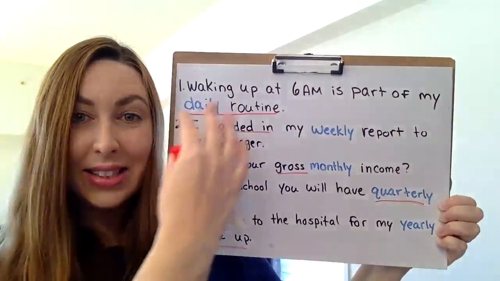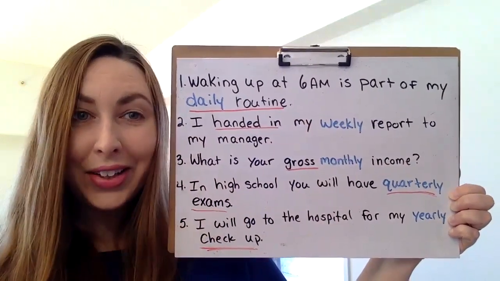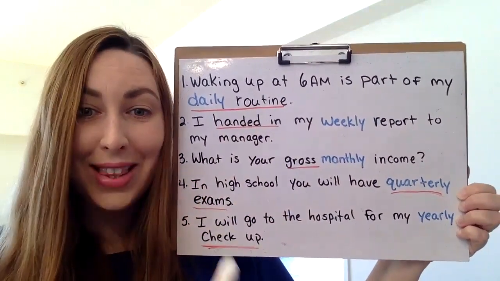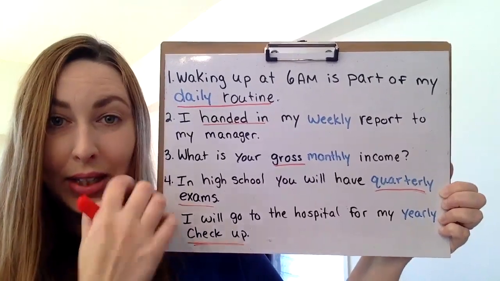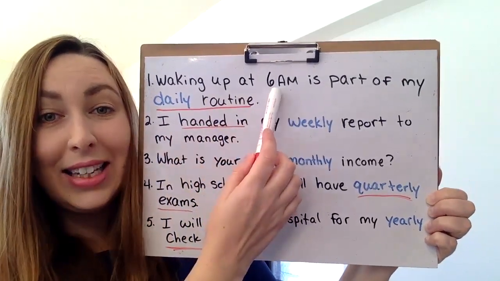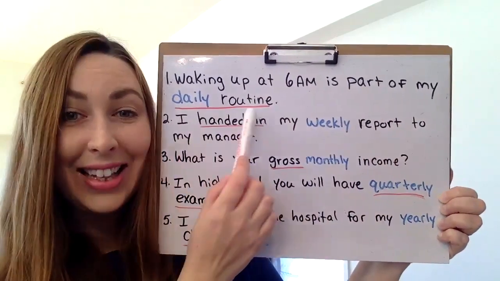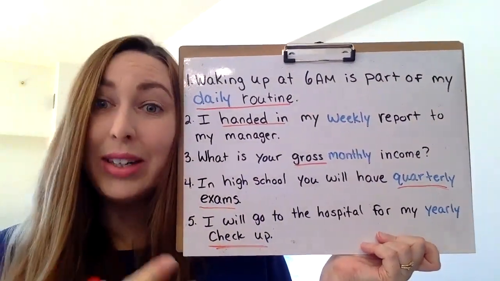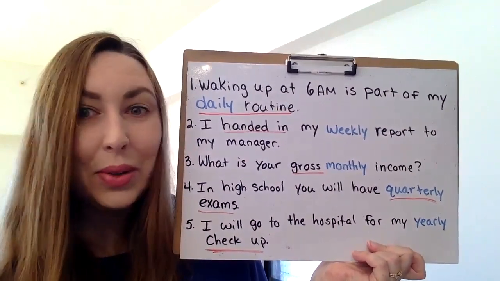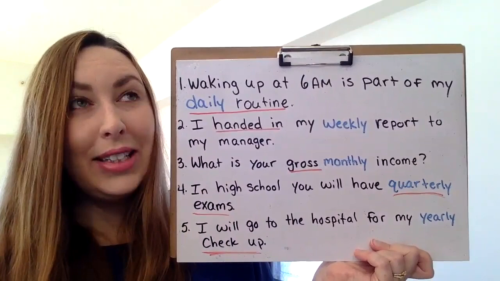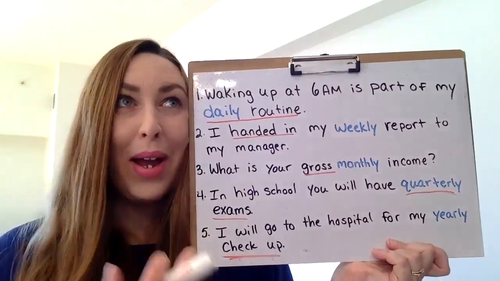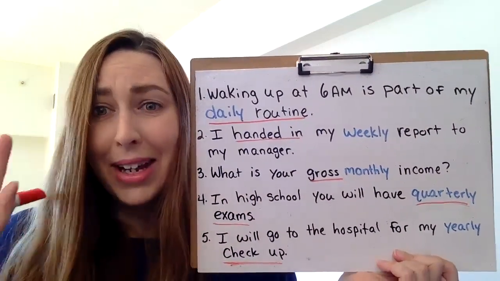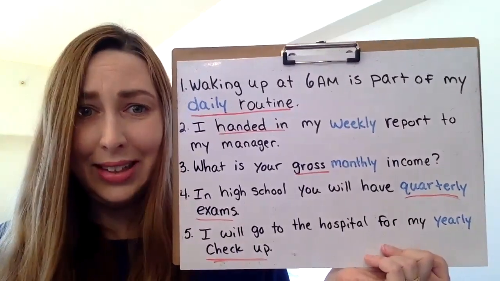So I hope by seeing these in sentences, you can get a better understanding of how and when to use these words. And maybe you'll learn some new words from these sentences, okay? So number 1, waking up at 6 a.m. is part of my daily routine, okay? So I want you to think about your daily routine, okay? So what do you do every day? So for example, my daily routine starts when I wake up at 6 a.m., I wash my face and I make a cup of coffee. That's the start of my daily routine, okay?